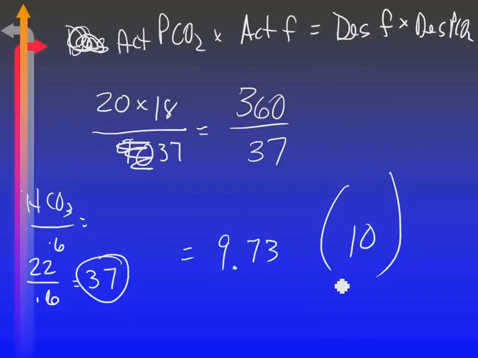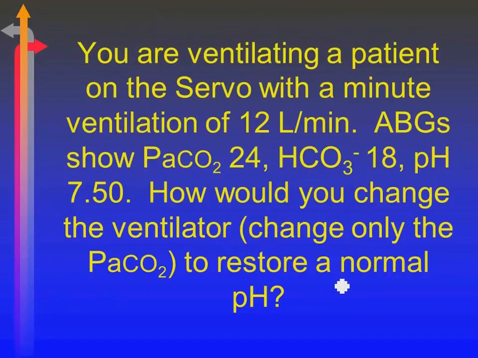Okay, it's all mathematical. The body actually works pretty cool. Okay, I'm ventilating a patient on the Servo ventilator, the old Servo series. You set minute ventilation. So this is one where I'm not worrying so much about changing tidal volume or rate. I'm going to use minute ventilation as an overall value. How would you change the ventilator? Meaning, what minute ventilation would you change to get to a normal pH? What do you think?